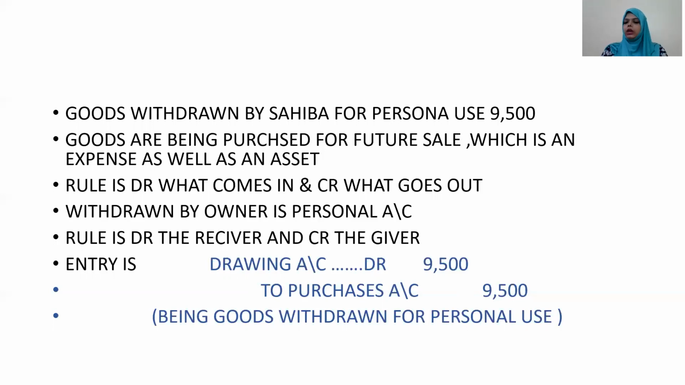So drawings means the receiver part, drawings account debited, and what goes out means goods are going out, so to purchase account. The goods belong to the purchase account category, or the subcategory of purchase. So drawings account debited 9,500 to purchase account 9,500, being goods withdrawn for personal use.